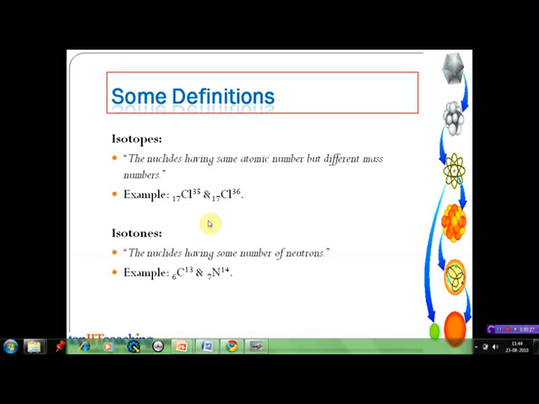The next definition is isotones. Those nuclides which have the same number of neutrons are isotones. For example, C13 and N14. Both have 7 neutrons. Therefore, both of them are isotones.